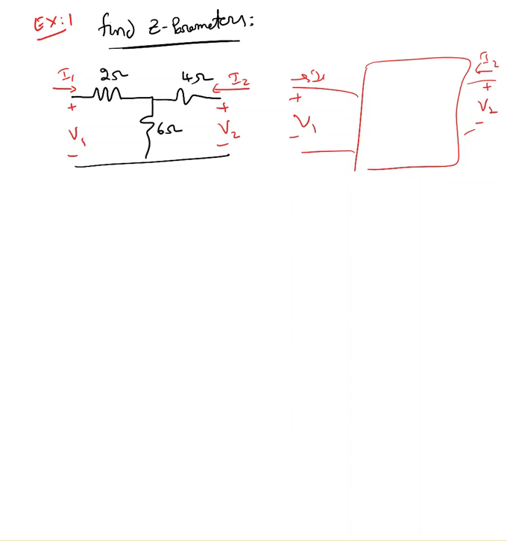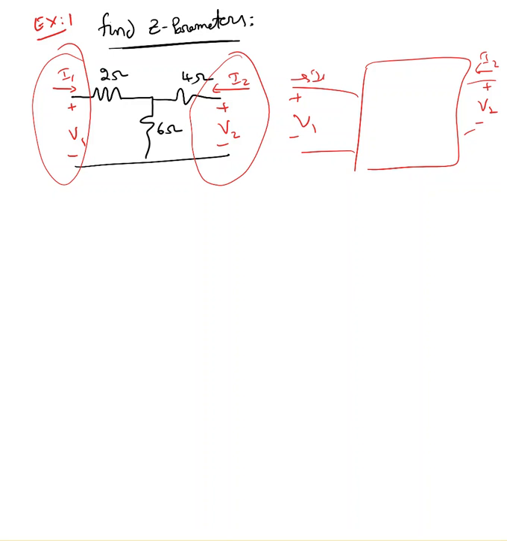Why am I choosing I2 going towards in? Even though these are input terminals, V1, I1, those are the input port, or these are the input terminals. This is the output port or output terminals. So I2 must be going out. But for convenience to find the impedance parameters, we always take I2 going in.